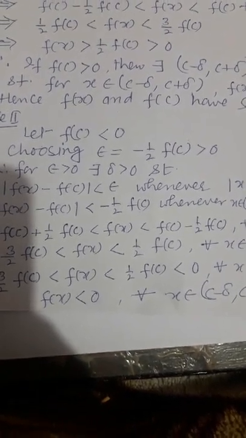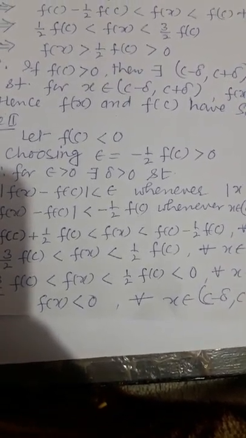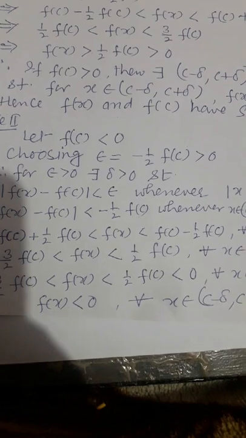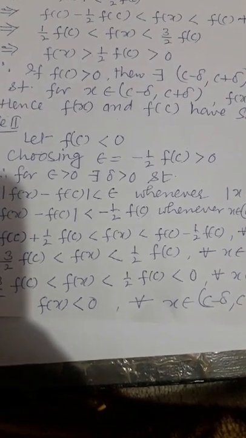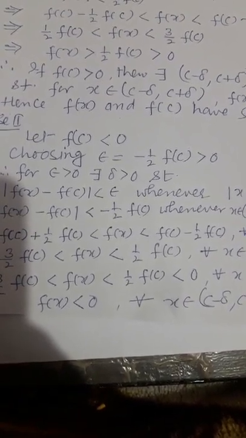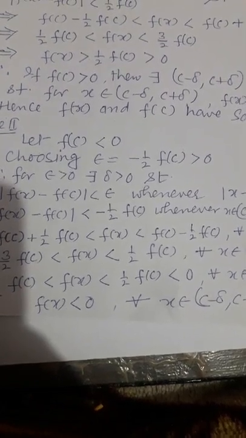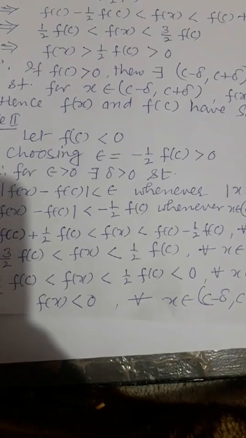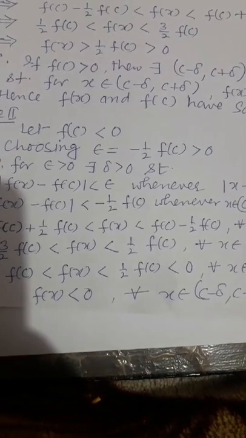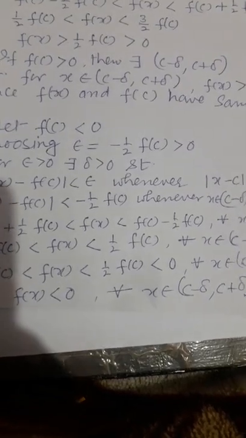Obviously, f(x) will be greater than half of f(c), and f(c) is positive, so greater than 0. So if f(c) is greater than 0, then there exists an open interval (c minus delta, c plus delta). x will be chosen from here. So you can say that f(c) and f(x) have the same sign.